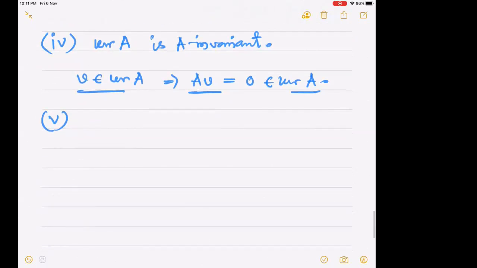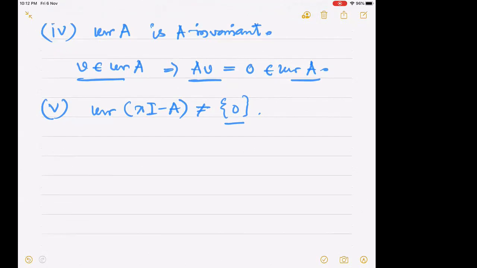You see, the kernel of lambda I minus A, if I take any lambda, if lambda I minus A is invertible, then it's just the zero space, which is A invariant. But suppose lambda is an eigenvalue and this is more than zero, this contains non-zero vectors, let's say. Still it's going to be A invariant. We can check. Suppose v belongs to the kernel of lambda I minus A. Now, if I make A act on it, I get Av. Now, what can I say about Av?